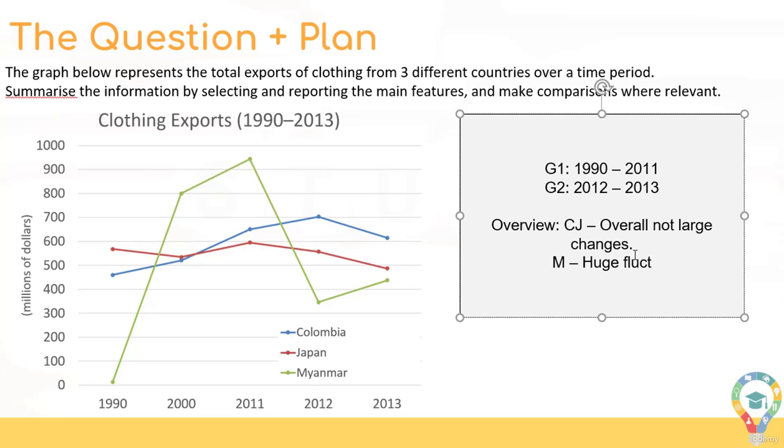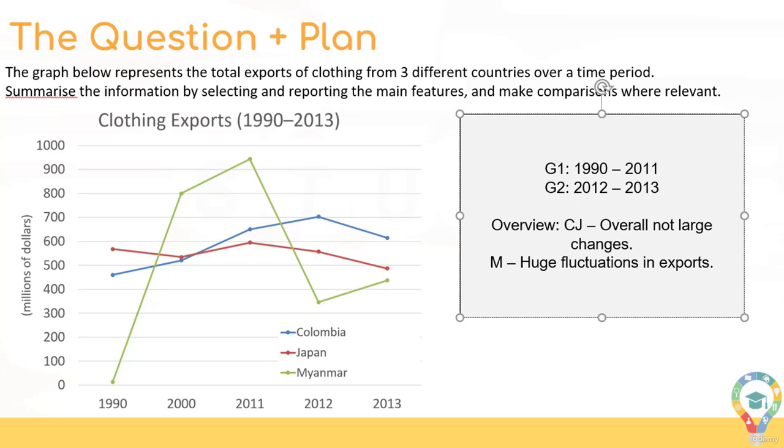fluctuations in exports. Because we can see from Myanmar, they go to 0 all the way up to 800, then 950, then a huge downturn to 350. So there's a lot more differences in the exports from Myanmar in comparison to the other two countries.